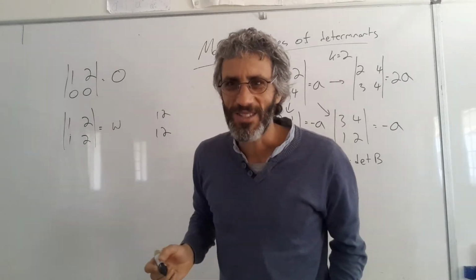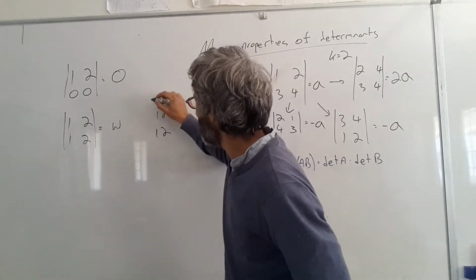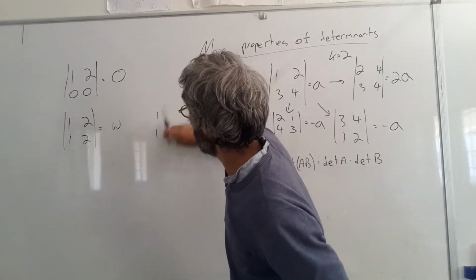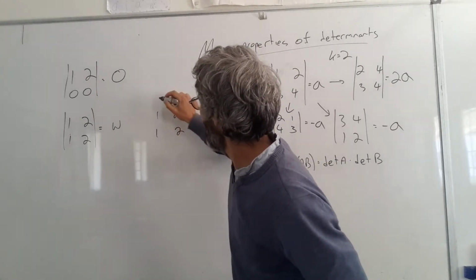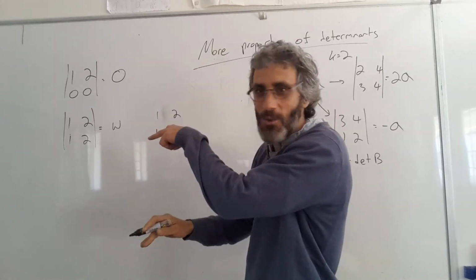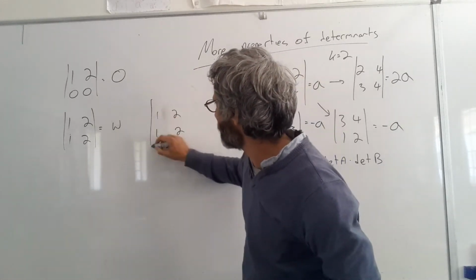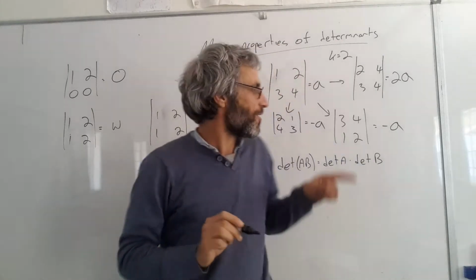Okay? I mean, what was that about? Obviously, I've got the same. It's not 12, it's 1 and 2. So I've got a new matrix. I swap the rows. But, okay, what does this rule tell me?